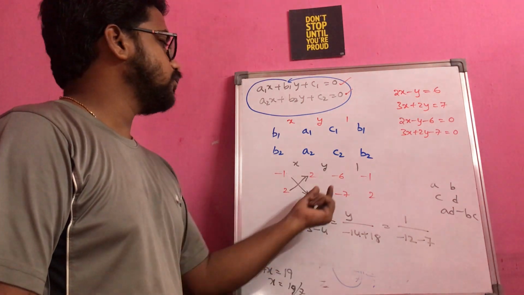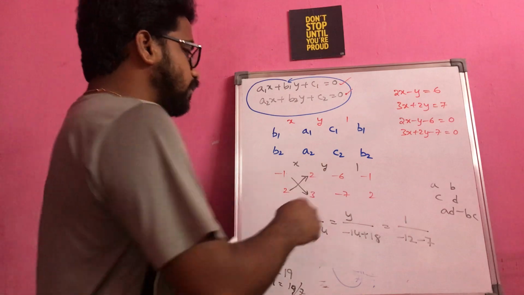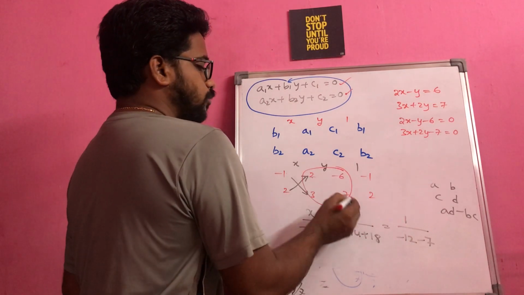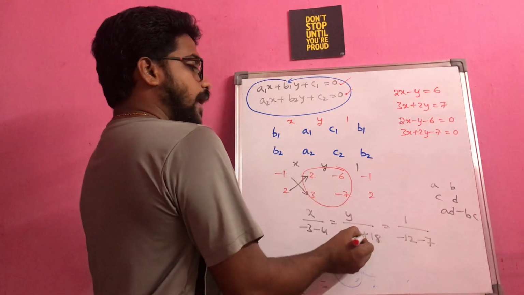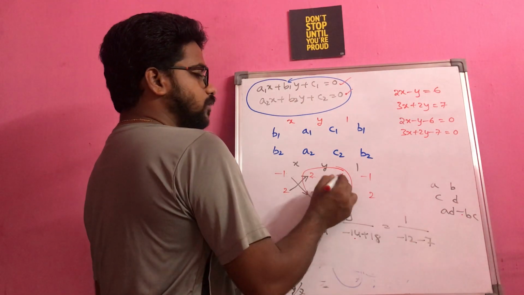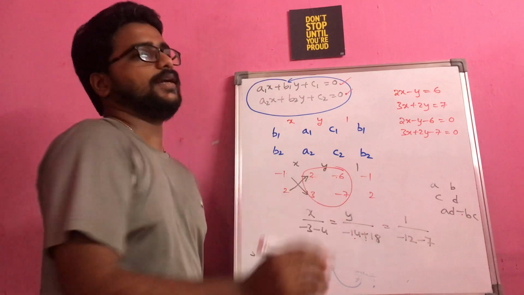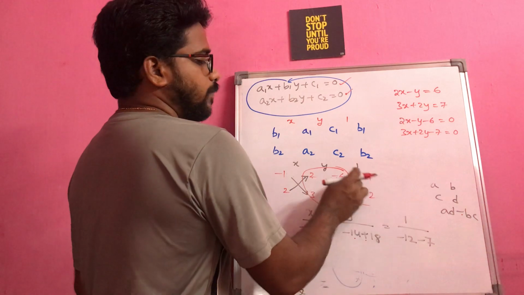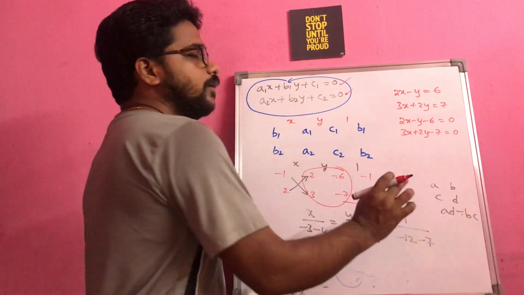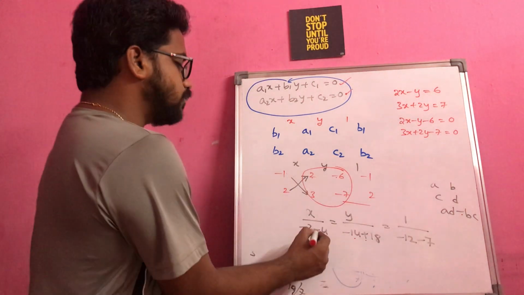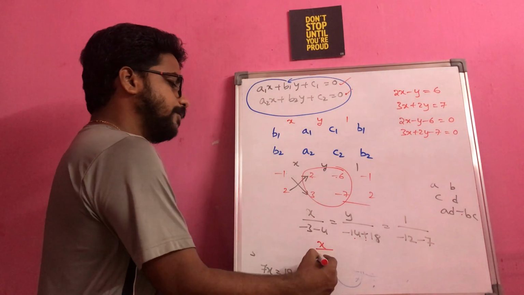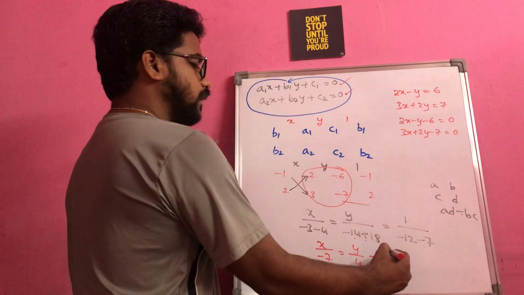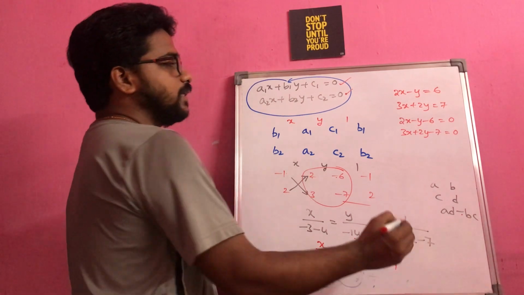So minus 3 minus 4, and for y you have to take this block into consideration. If you take 2 into minus 7, that is minus 14. Actually, the minus will be there, and that minus into this minus becomes plus, that's why plus 3 into 6 is 18. And 1 divided by this block: minus 6 into 2 is minus 12, and then minus 7. So x by minus 7, y by 4 is equal to 1 by minus 19.